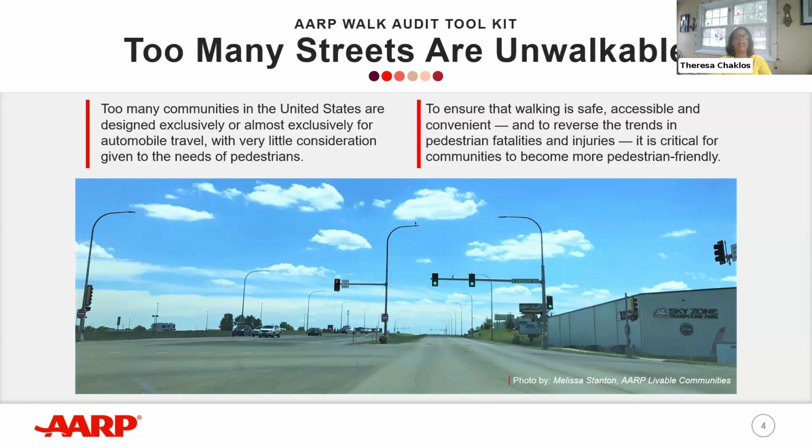A report released in 2023 by Walk Massachusetts, a statewide pedestrian advocacy organization, shows fatal pedestrian crashes in Massachusetts were up by 35% in 2022 compared to 2021, with 71% of crashes taking place in environmental justice census block groups. To ensure that walking is a safe, accessible, and convenient alternative for people who cannot or choose not to drive, and to reverse the trends in pedestrian fatalities and injuries, it's critical for communities to become more pedestrian-friendly.